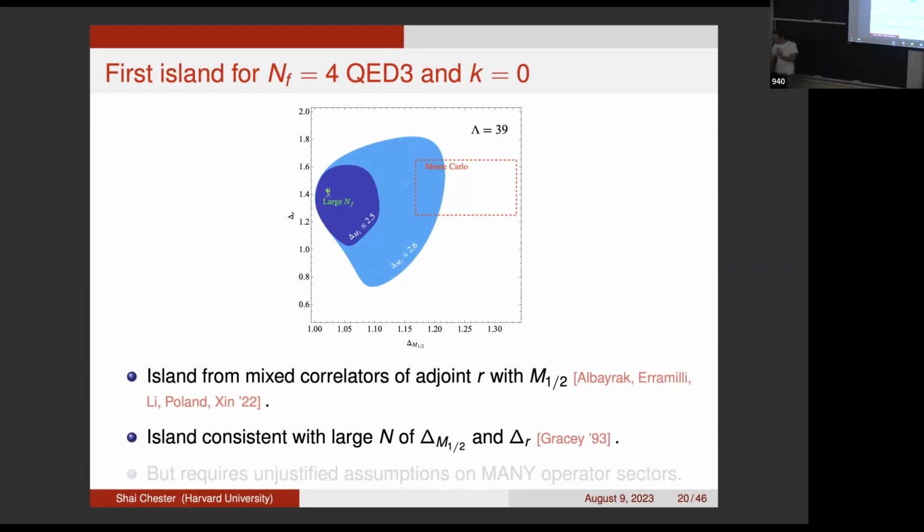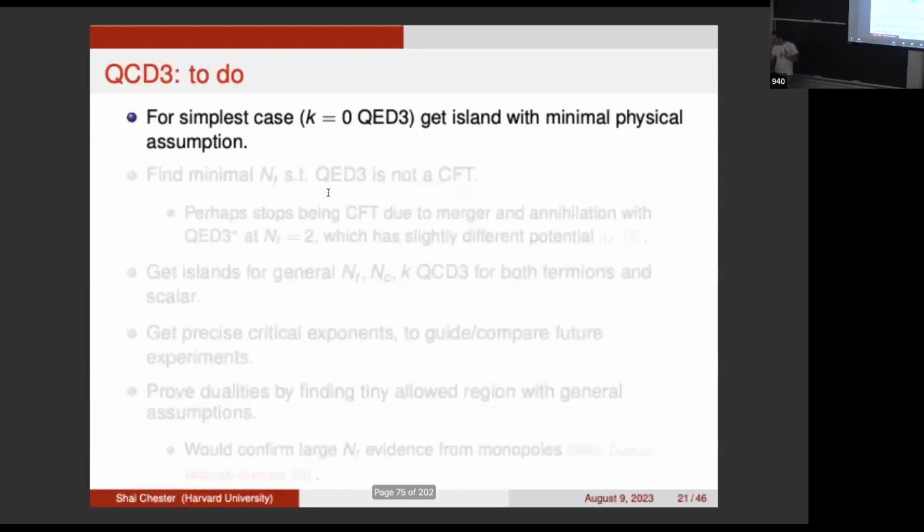Now, of course, there were still a lot of assumptions that went into this paper, and so it's still not ideal. It's not as justified an island as, say, the Ising model island, but it's also a much harder system. And so it's expected that it will require more work. So this is just to give a taste for QED3. And so there's many more things to do for QED3.